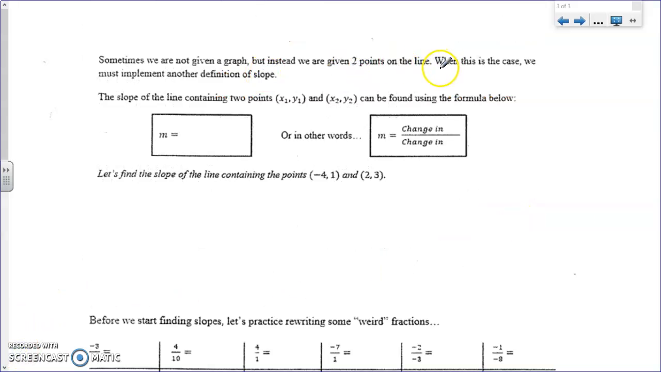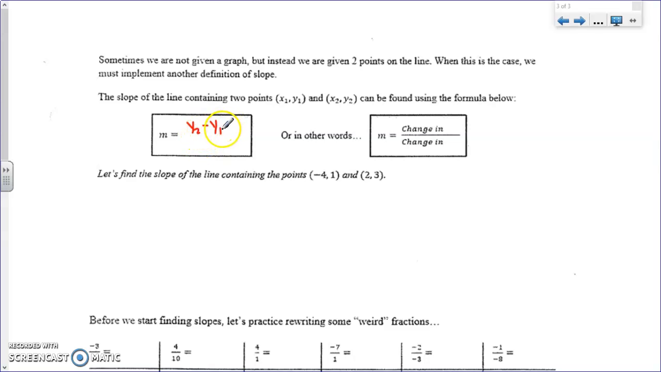But instead, we're given 2 points on a line. When this is the case, we implement another definition of slope. So we're going to use the formula. You have to know this, and you should have seen it before. If you're rising, what values on the graph do you use? You use y. So it's y2 minus y1, the difference of the y's.